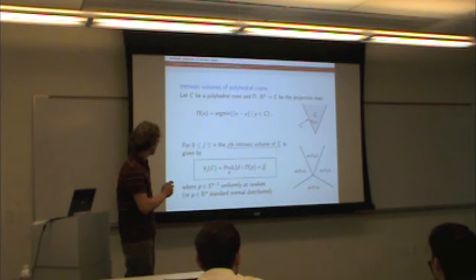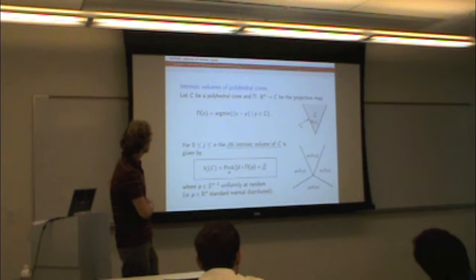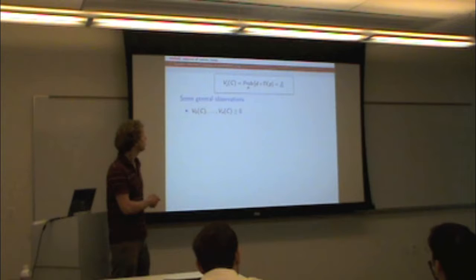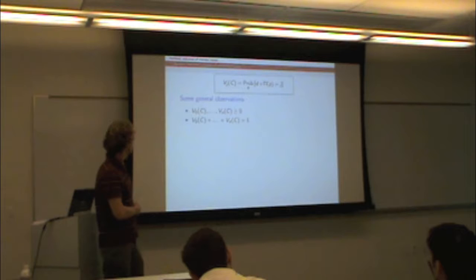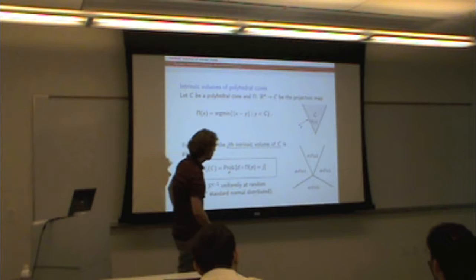Alright, so let's look at some elementary properties of these intrinsic volumes that you can deduce from this characterization. So first of all, they are non-negative numbers, right? So these are just probabilities, and so these are all non-negative numbers. And we also see that they add up to 1. Right? Okay, let's go back to this.